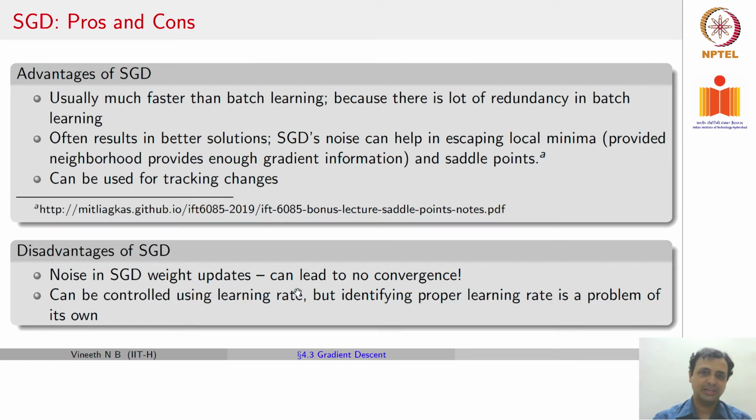If in the first few iterations things are not going well for you, just stop. Go back and start at a different location and start all over again. It's a fairly simple solution. This can also be controlled using the learning rate. If the gradient is noisy, don't use a high learning rate. Okay? So it can also be controlled using a learning rate, but then identifying a proper learning rate can be a problem of its own. And that's the problem we're going to talk about next.